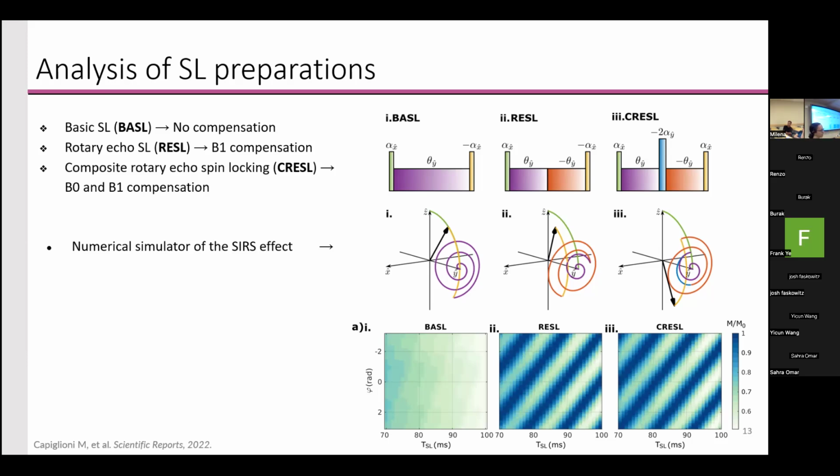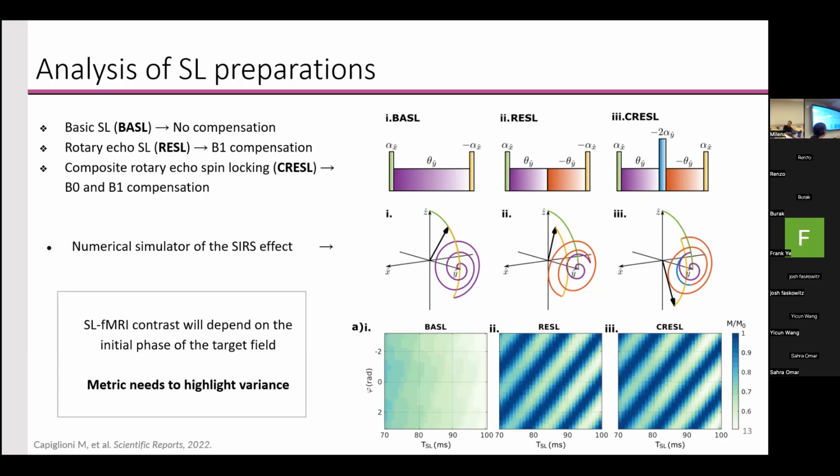But as soon as we try to compensate for any type of field imperfections, then we start having dependence on the phase. And the thing is, we will always acquire a time series. So we will have the patient or the volunteer in the scanner, we will apply this spin lock impulse during a long time, which means that in our time series, depending on the initial phase of the field that we catch, we will have a different contrast. And for me, this is good news because it means that if the contrast depends on the phase, then what we need to highlight is signal variance and not changes in the mean, which allows us to differentiate it, for example, from the Volt effect or other effects that have very slow variations.